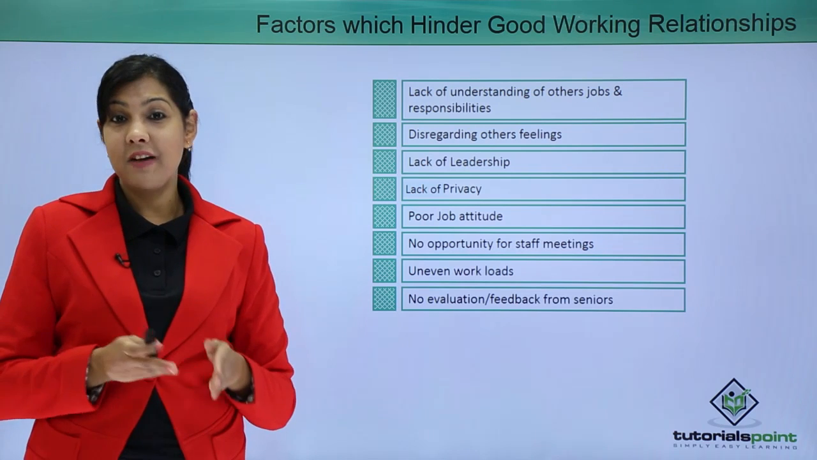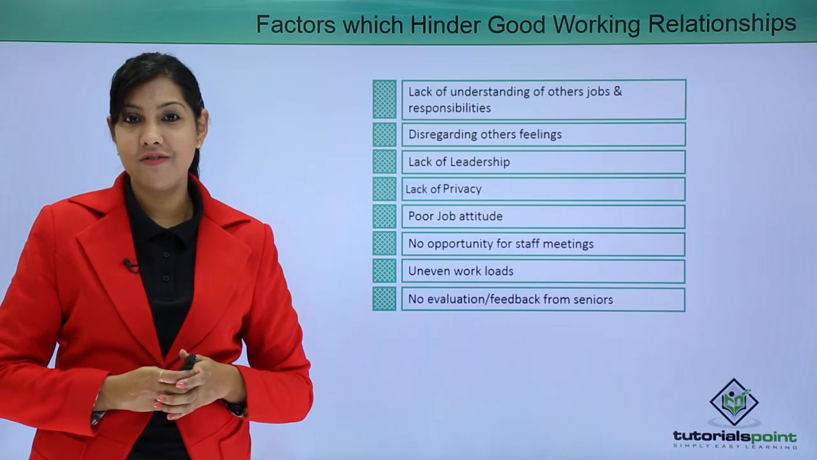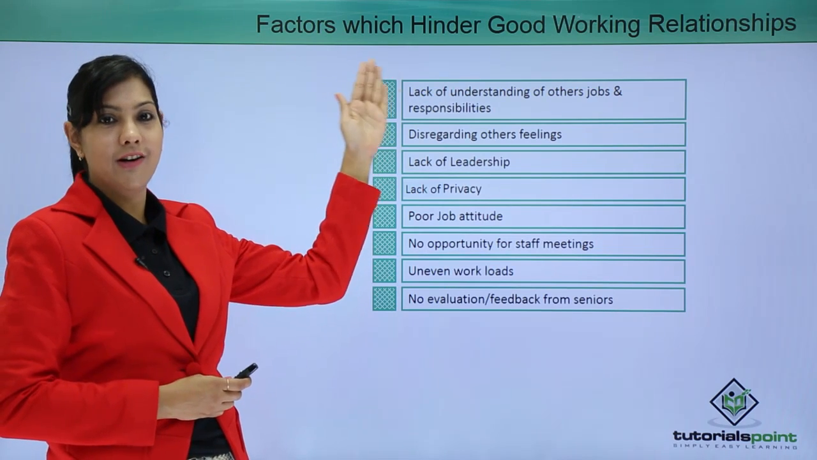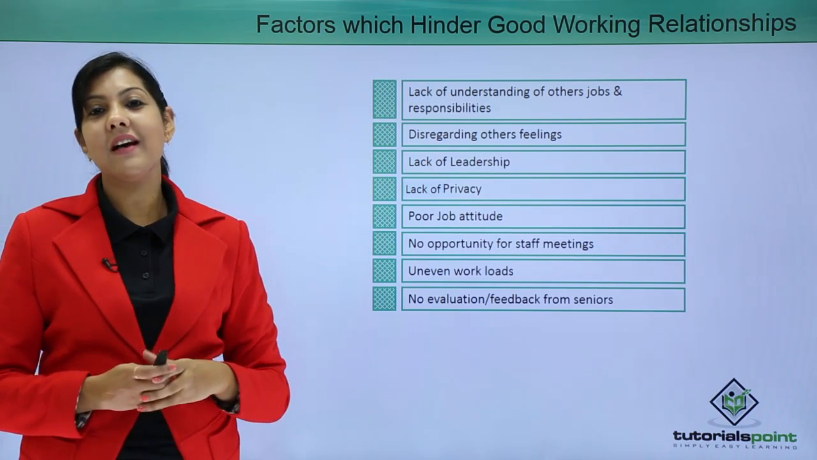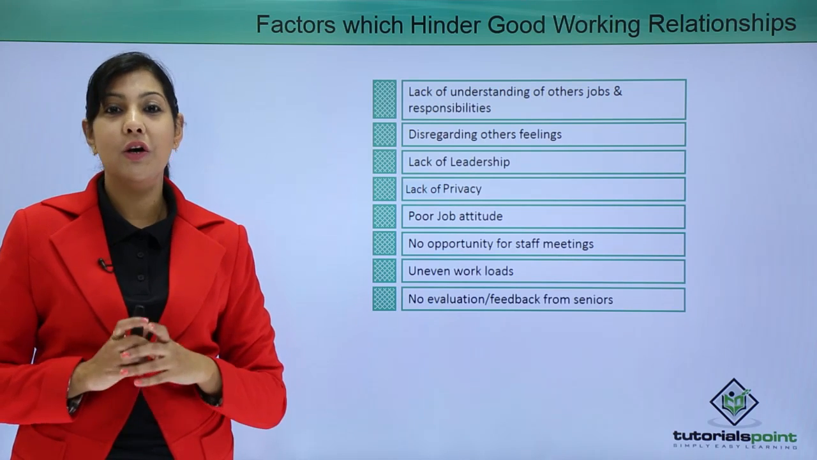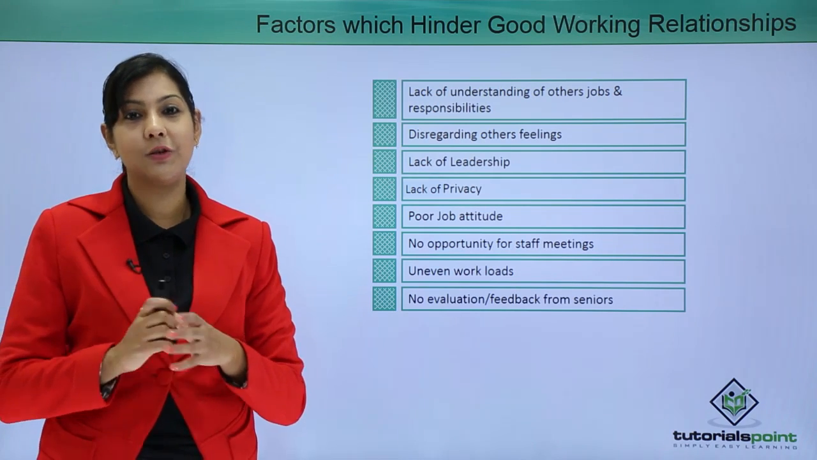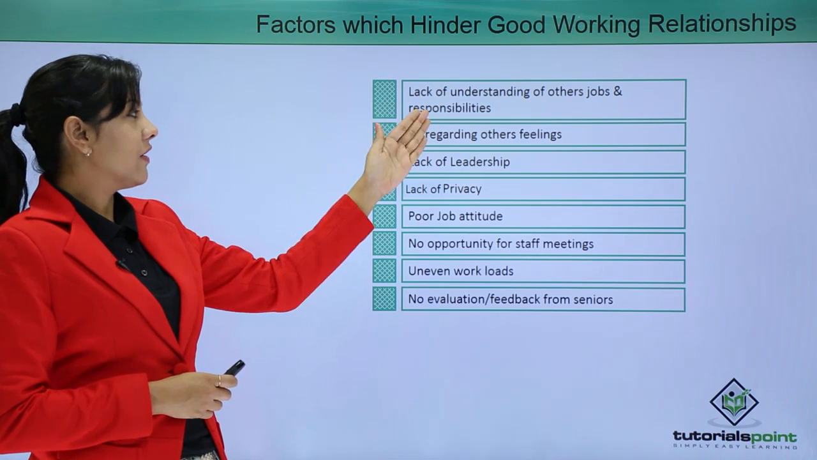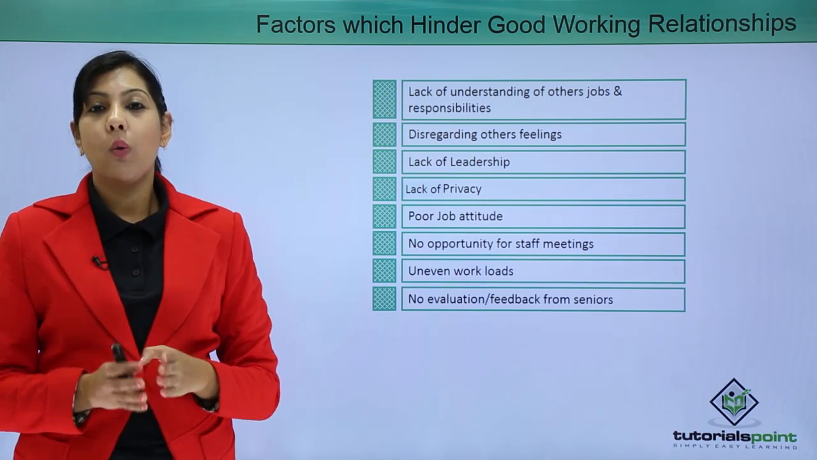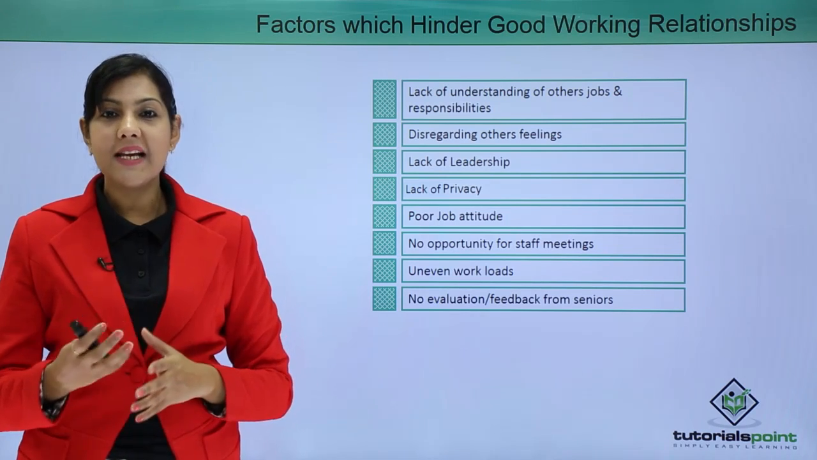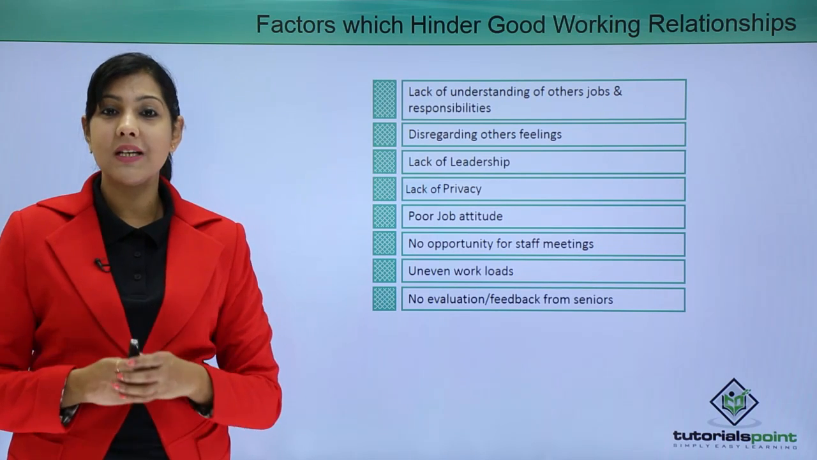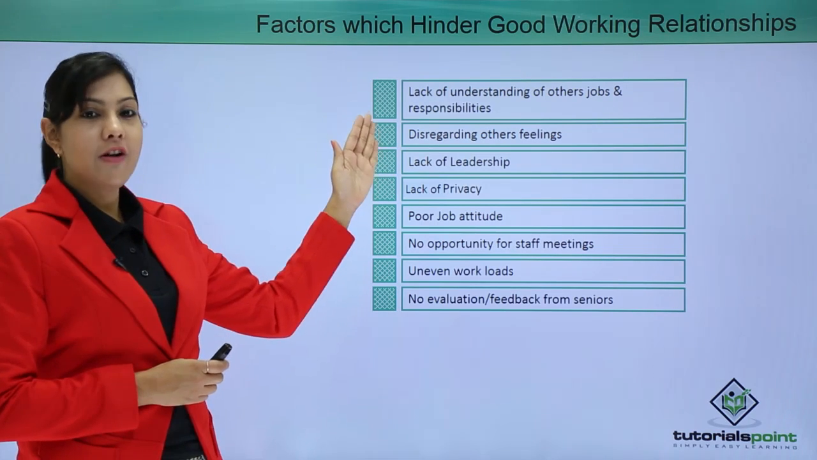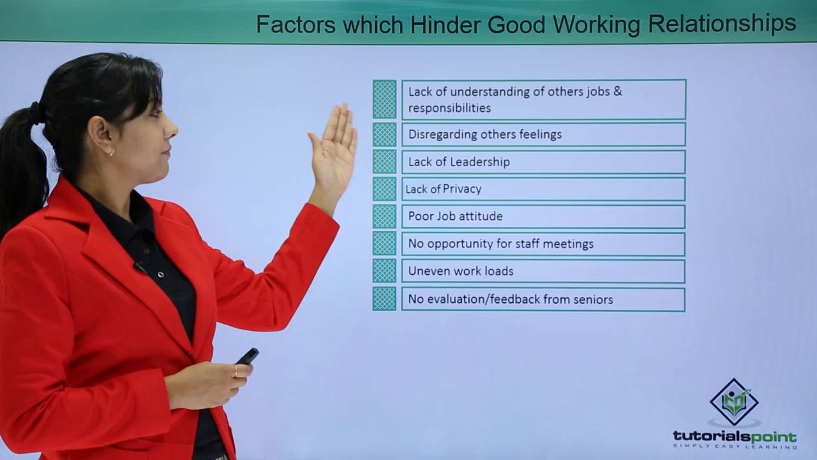Well, we have looked at some factors which are actually good for motivating team members. Now we will look at certain factors which actually hinder good working relationships, and these are factors that you would not want to really concentrate on because they hinder good working relationships. Let's understand what they are. Lack of understanding of others' jobs and responsibilities. Well, you need to like other people in your team, and you need to also understand that they have specific jobs and responsibilities. Never ever have lack of understanding.